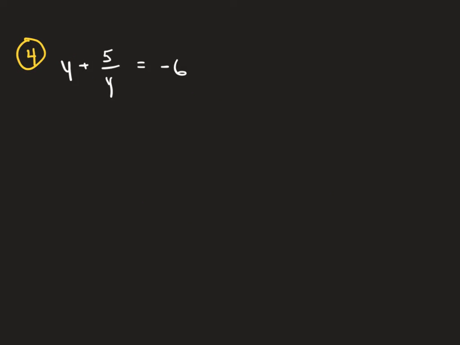Number 4, y plus 5 over y equals negative 6. Again, not a proportion. We don't have a fraction equal to a fraction. We've got more than that going on here. So we're going to multiply the tops by a common denominator.